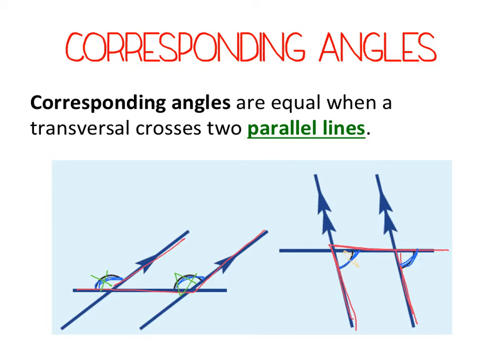And same, whatever that angle there equals, that angle will equal exactly the same amount. So say that was like 85, that one there would be 85 as well. Say that one was 125, that one there would be 125 as well.